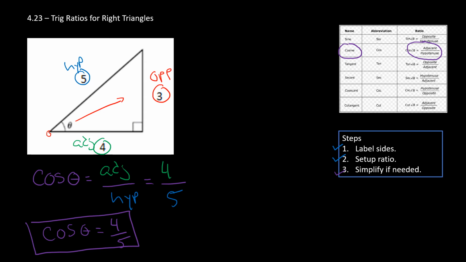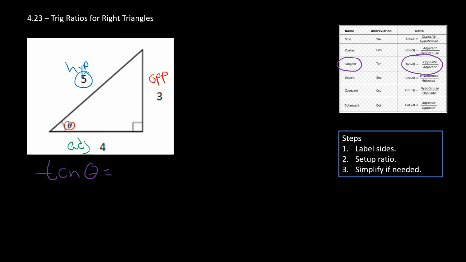We're good here. Let's do our next problem. Let's say we're asked to solve for tangent theta. Well, tangent theta, you'll see here, is opposite over adjacent. So let's go ahead and go through our steps. We know that our opposite side of theta is here. Our adjacent side is here, being 4, and our hypotenuse value would be 5.